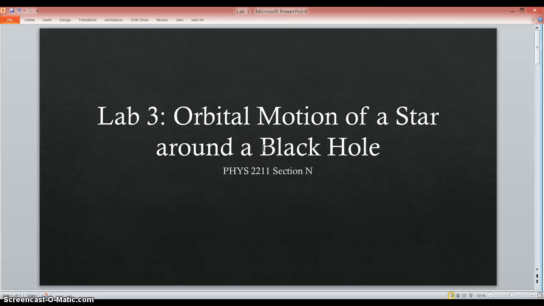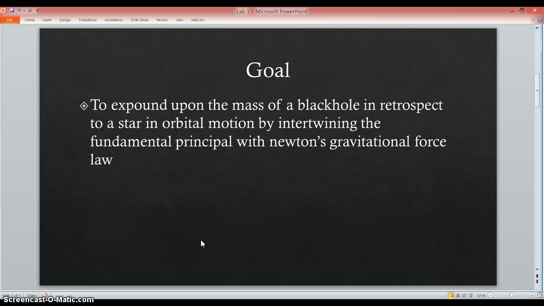Lab 3: Orbital Motion of a Star Around a Black Hole, Physics 2211 Section A. The goal of this lab was to determine the mass of a black hole from a star in orbital motion by combining the fundamental principle with Newton's gravitational force law. To do this, VIdle was used to take predisposed position data and use that to calculate velocity and Fnet, all in order to modify Newton's gravitational force law to obtain the black hole's mass.